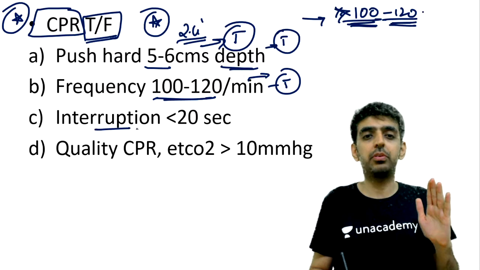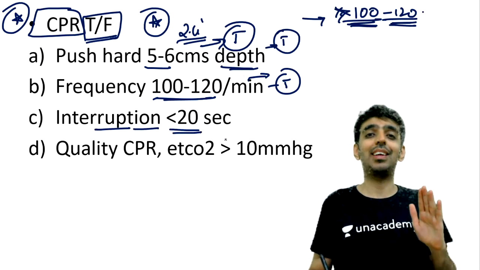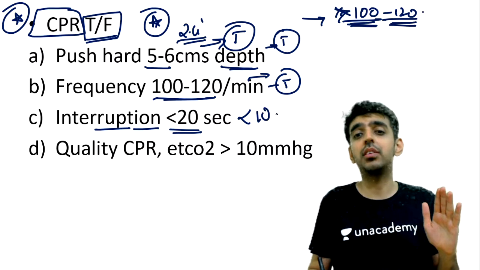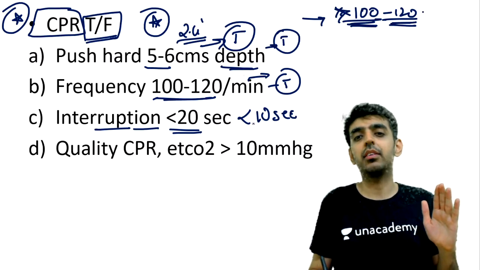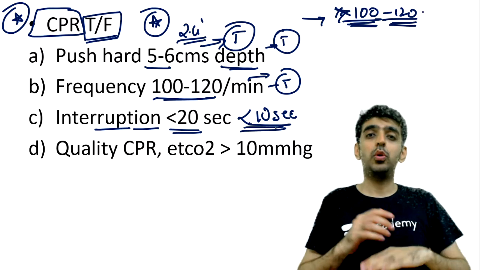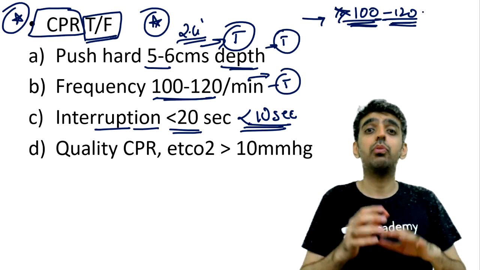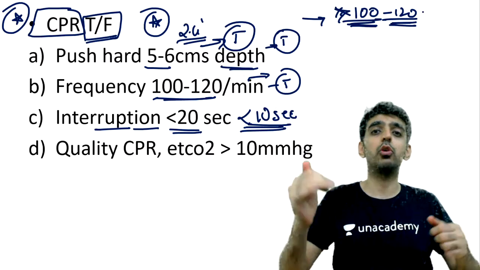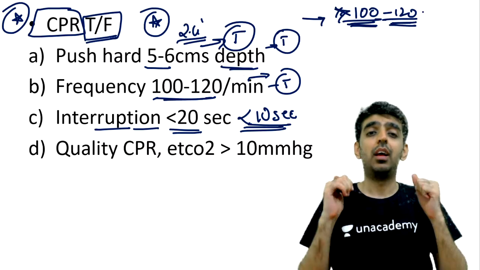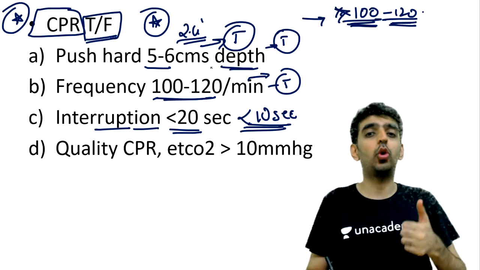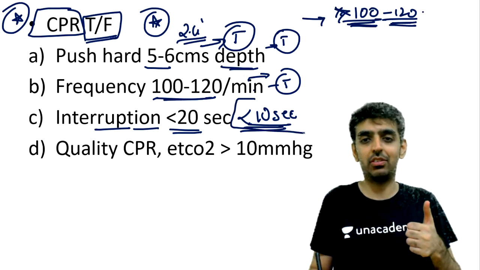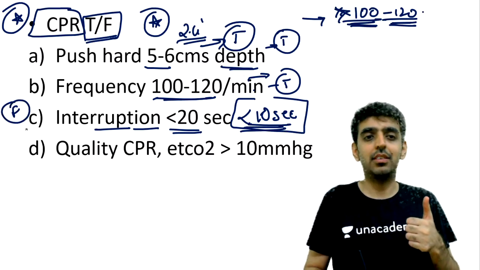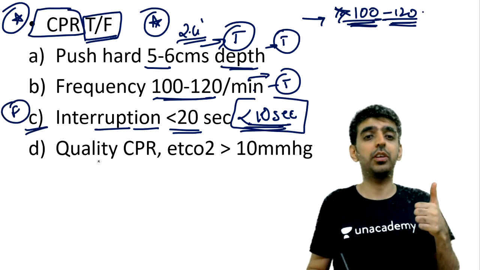What about interruptions in between CPR? Whether it has to be less than 20? No. Interruptions have to be always less than 10 seconds. Yes, interruptions when you are changing, when you are shifting the hands, when you want to assess for the pulse, when you want to look for the pulse on the monitor, when you want to give the shock, anytime the interruption should not be more than 10 seconds, right? So this is the false answer. Option C is false. What about option D?